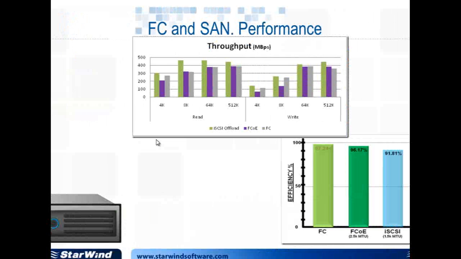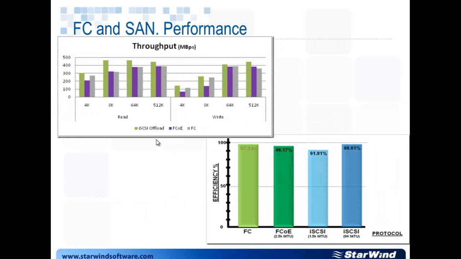Okay, let's move on. Now let's talk about performance. It's really widely known that in practice there is no significant difference. They both, FC and iSCSI, show good and stable results.